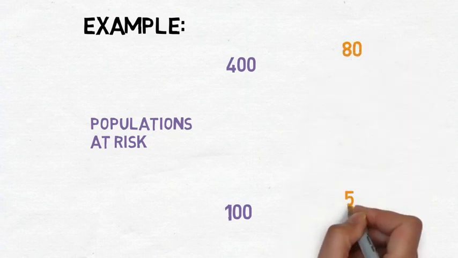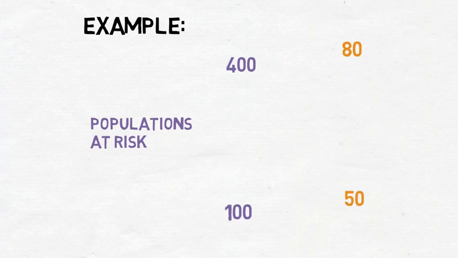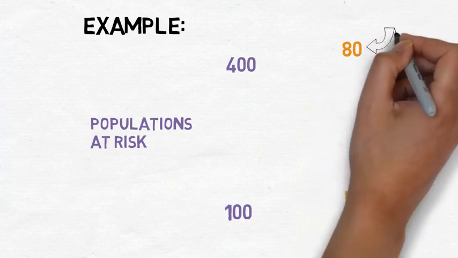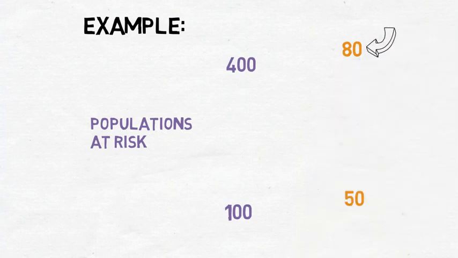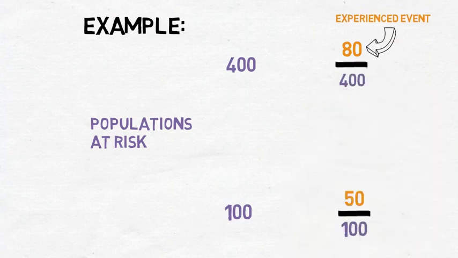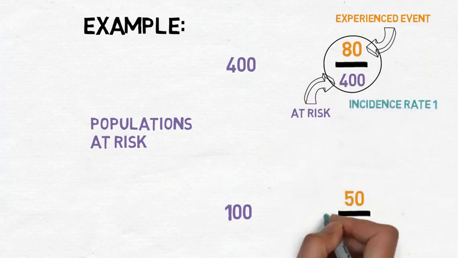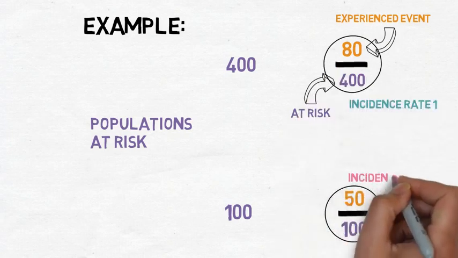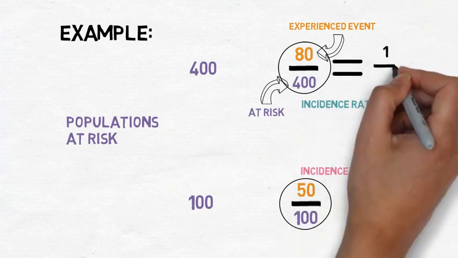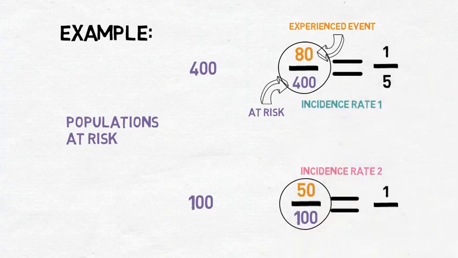Now, if 80 people in population A listen to music, and 50 people in population B listen to music, then these are the amounts of people in each population that experience the event. To get the incidence rates for each population, you then divide the number of people who experience the event by the total amount of people in that population. So these are our incidence rates and can both be simplified down.